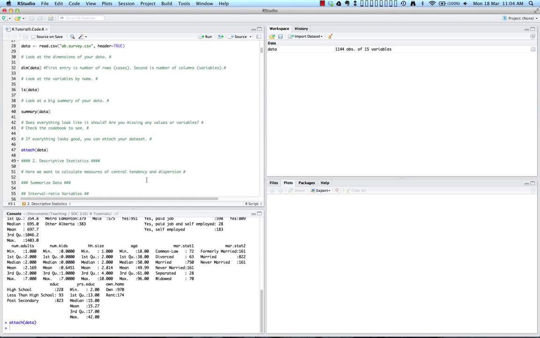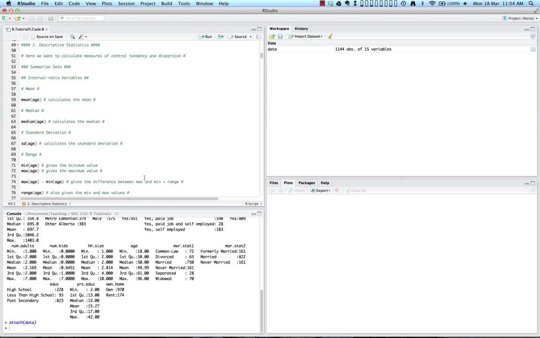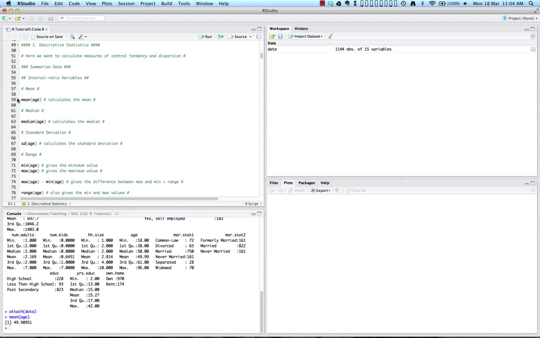So now that we've reviewed our data and we have it attached, we want to start with some basic descriptive statistics. And here we want to calculate measures of central tendency and dispersion in the 2010 Alberta survey. Let's start by summarizing our data for our interval ratio variables. There are several functions that are helpful here. One of the first key functions is mean, which is basically called by using mean with the name of the variable you're interested in. So let's calculate the mean of age for our respondents. Type that in, and we can see that the mean age here is 49.99 years for our respondents in our survey.